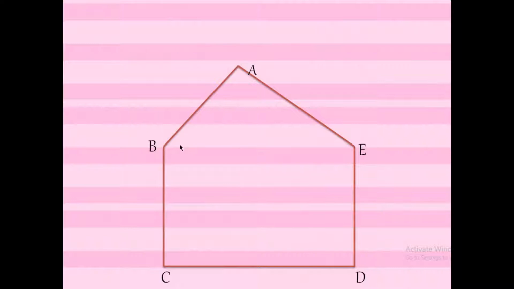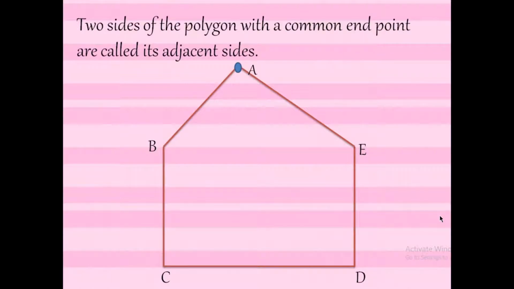In the same way, what about AB and BC? AB and BC are nearby sides, or they share a common vertex. AB and AE also share a common vertex. So these are adjacent sides. For BC and CD, C is the common vertex. So these are adjacent sides. So how can we define adjacent sides? Two sides of a polygon with a common endpoint are called its adjacent sides.